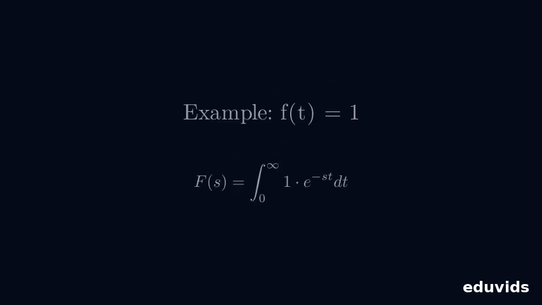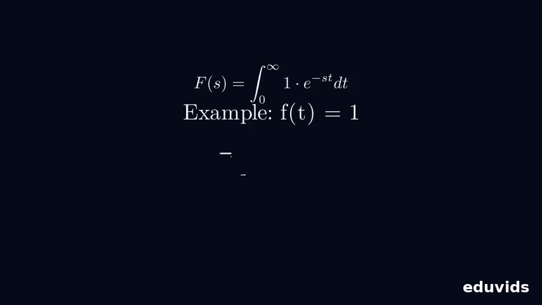Let us compute two elementary transforms first. f of t equals 1, the unit step. The integral becomes the integral of e to the minus st. Integrating gives negative 1 over s times e to the minus st from 0 to infinity. At infinity the term goes to 0, and at 0 it is 1, leaving 1 over s.